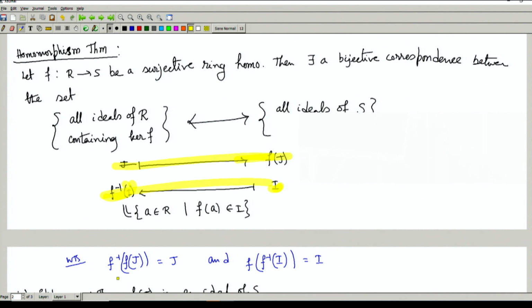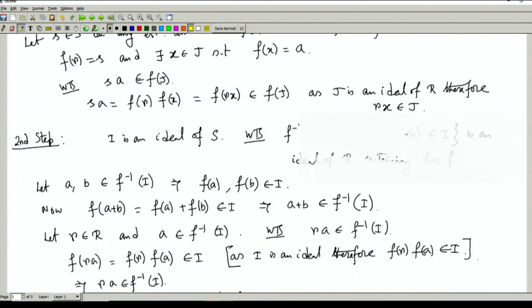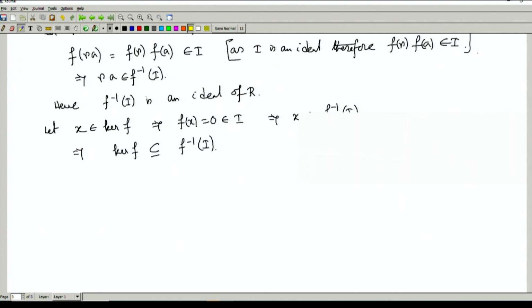So, for that I need to show the following statement, that if you start from J, then the pre-image of f of J will be equal to J, and if you start with I, take the pre-image and then take the image, then it will be equal to I. So, let us try to prove that. That is the third step.